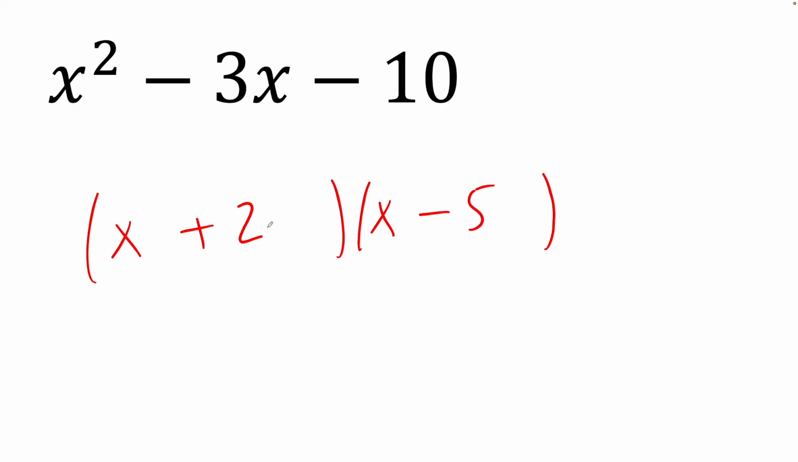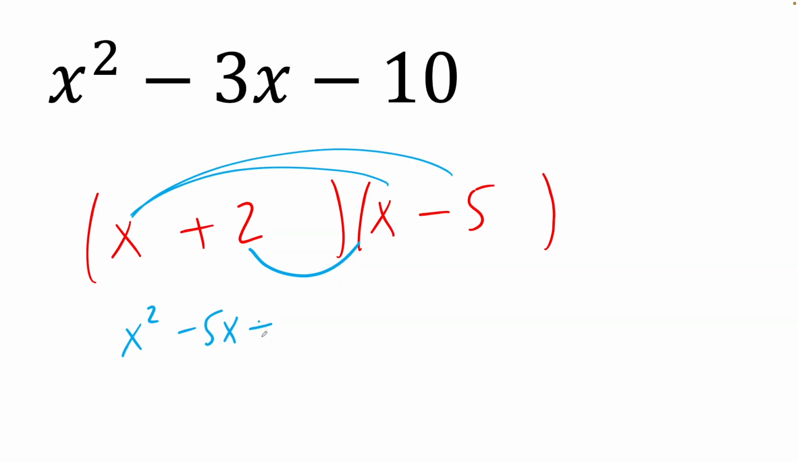a positive 2. Because 2 minus 5 is negative 3, and 2 times negative 5 is negative 10. And why not? Let's fully check. x times x is x squared, x times negative 5 is negative 5x, 2 times x is positive 2x, and 2 times negative 5 is negative 10.